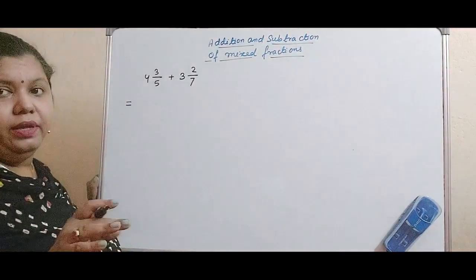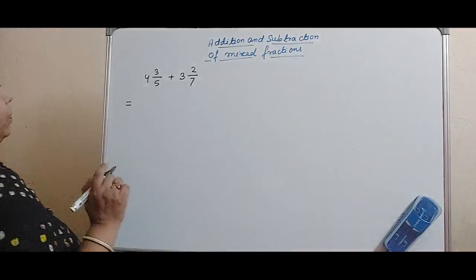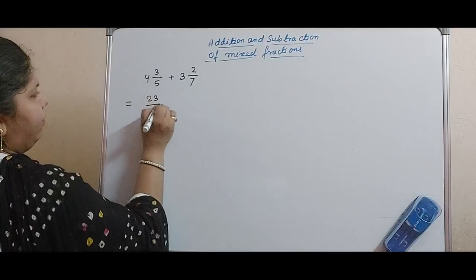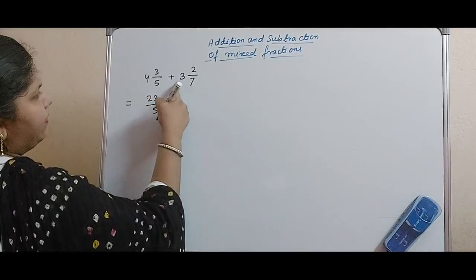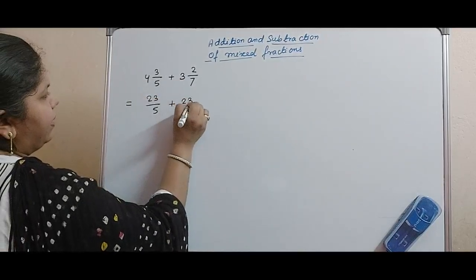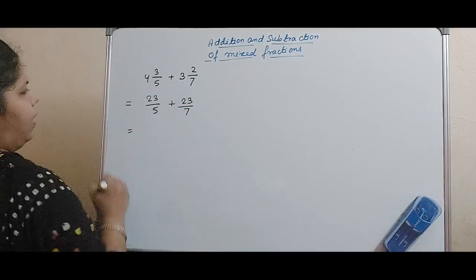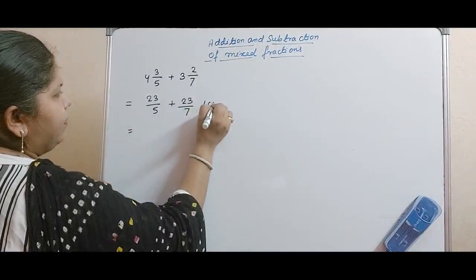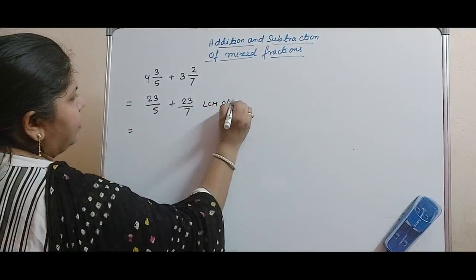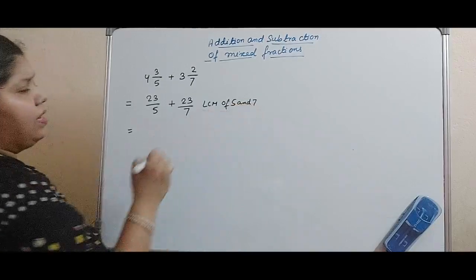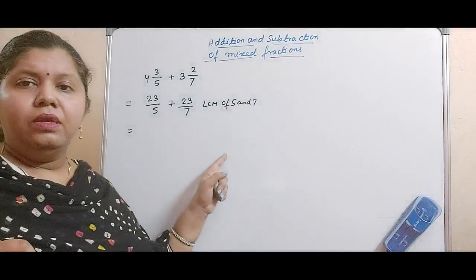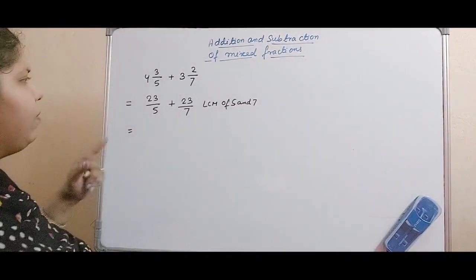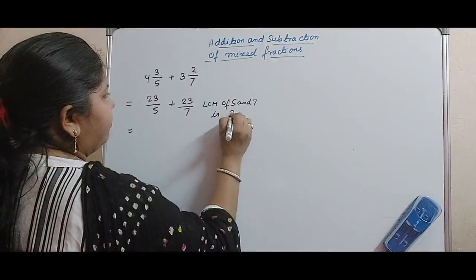Okay, if required. Then for example, here you see 5 4s are 20 plus 3, 23 by 5, and here you will get 7 3s are 21 plus 2, 23 by 7. Now what we do, we take out the LCM of these. So what is the LCM of 5 and 7? Because you know that 5 and 7 are co-prime numbers, in this case the LCM is the product of these two numbers. So the LCM of 5 and 7 is 35.